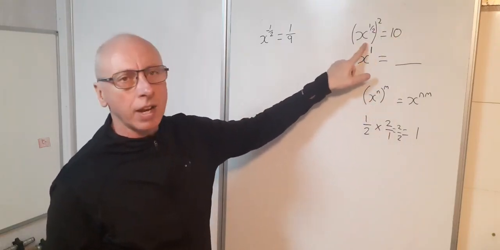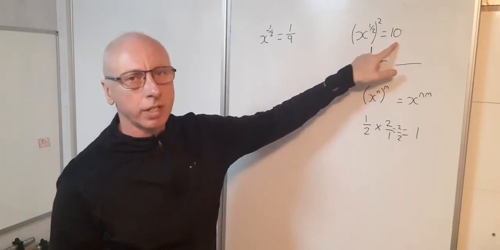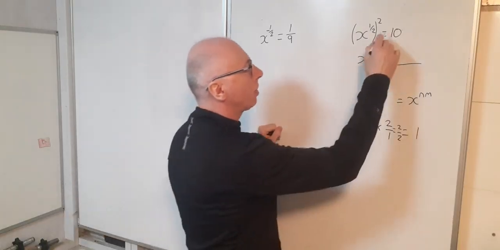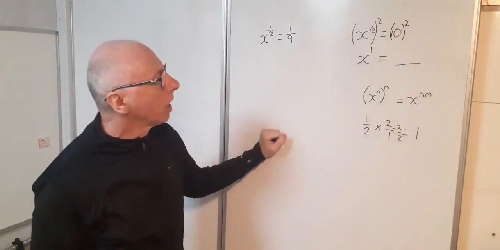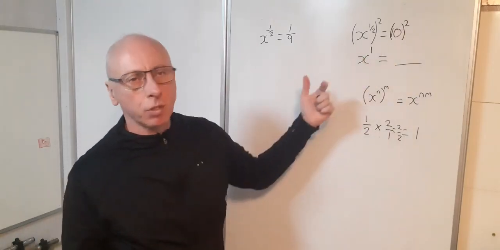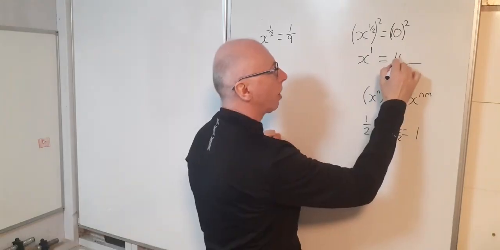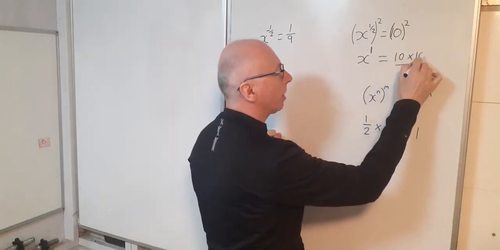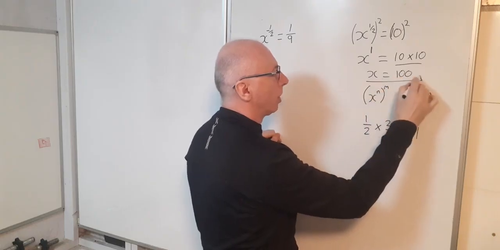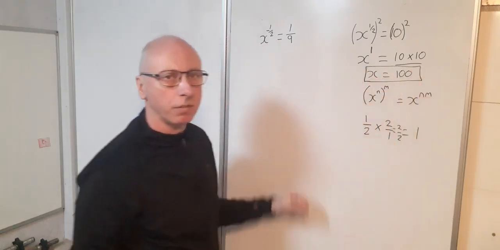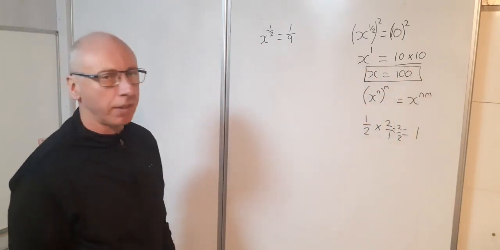But if I do that to the left-hand side, I must do it to the right-hand side. So then I've got to raise all of the left-hand side to the power of 2. And then something to the power of 2 is just times itself. So x to the 1 equals 10 times 10. So then I've got x equals 100. And that will be my answer for that one. So that takes care of that.